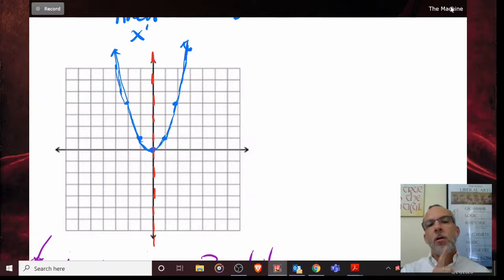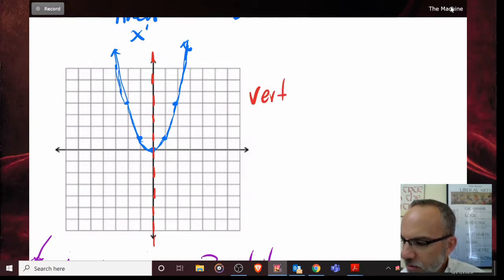Okay. Now, before I get into telling you details on the axis of symmetry, I want to tell you the most important point about a parabola, and that's the point that is called the vertex.